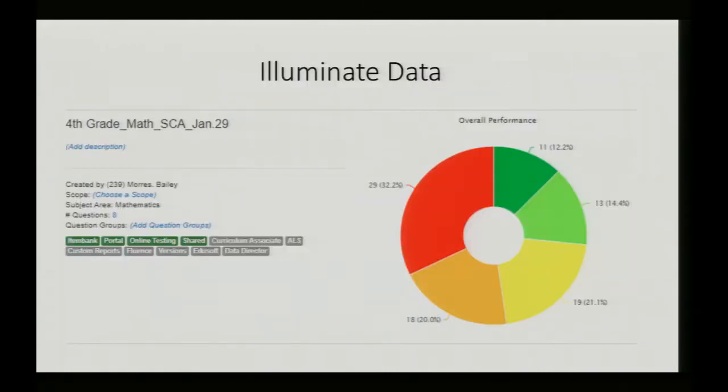This next page, the one that has the circle on it, is a snapshot of our Illuminate data. This was a program that was purchased by the board. This year is our first year of implementation with it. We are using it for our short cycle assessments as well as our benchmark assessments, and our teachers are also using it to create classwork assignments and exit tickets, and it also serves as a data warehouse. This is an example of one of our 4th grade short cycle assessments that was given a few weeks ago.